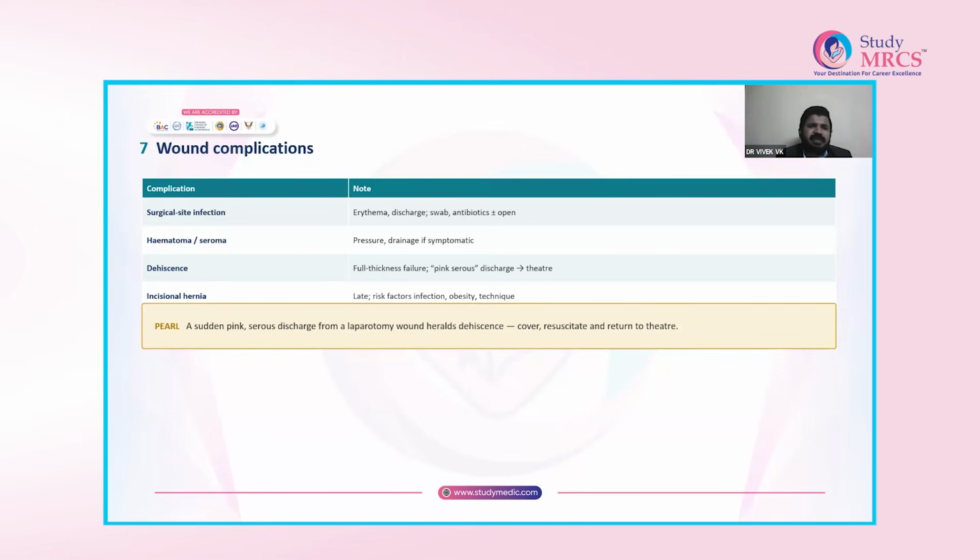The incisional hernia is a very late complication following surgeries. The risk factors could be previous wound infection, obesity, improper technique or improper suture material used. These all can act as risk factors for incisional hernia.